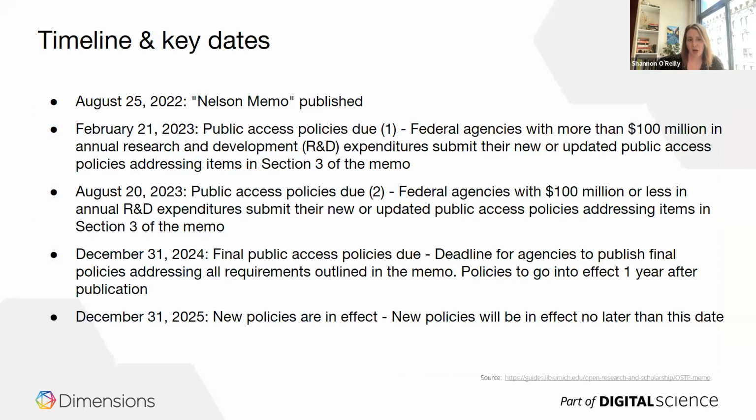Already, public access policies were due for federal agencies with more than 100 million in R&D expenditures. We saw this in February of this year. Coming up will be public access policies for federal agencies with less than 100 million. So again, that extension covering more federal agencies under the Nelson memo. Final public access policies are due at the end of 2024 and are to go into effect 1 year after publication, so December 2025.